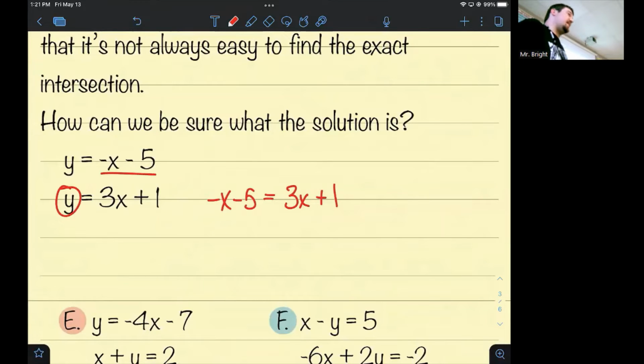Move your x's to the same side. Probably easier to keep them positive. And add x to both sides to make it 4x on the right side. And if I move my x's to the right side, my constants have to move to the left side.